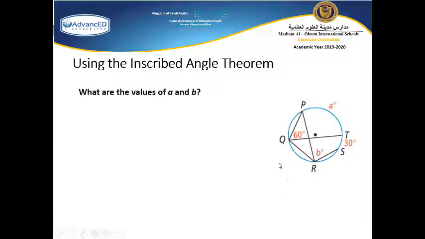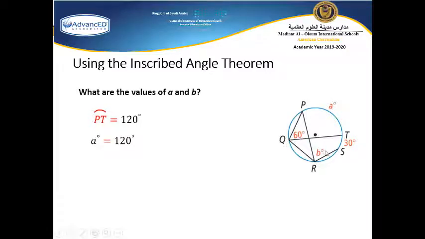By applying this theorem, let's solve this question. Let's find the value of the variables A and B. Since we have an inscribed angle PQT and the intercepted arc PT, as we know, the measure of the inscribed angle equals half the measure of the intercepted arc PT, or the measure of the intercepted arc PT equals twice the measure of the inscribed angle. Then the measure of PT equals 120, so the variable A equals 120 degrees.